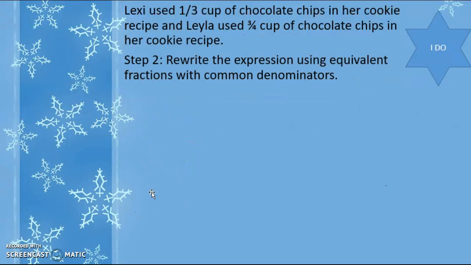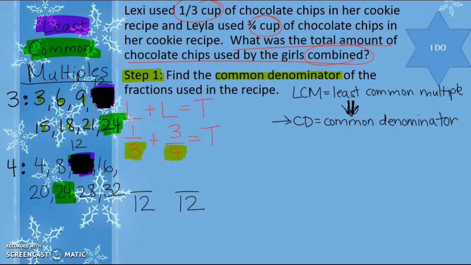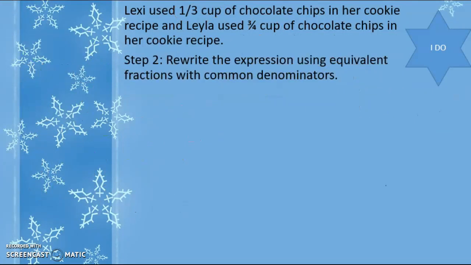Now we're going to rewrite the expression using equivalent fractions that have common denominators. Let's go back. What is our expression? 1/3 plus 3/4. So let's write 1/3, and we're going to write it this way, plus 3/4. That's what we want to do.